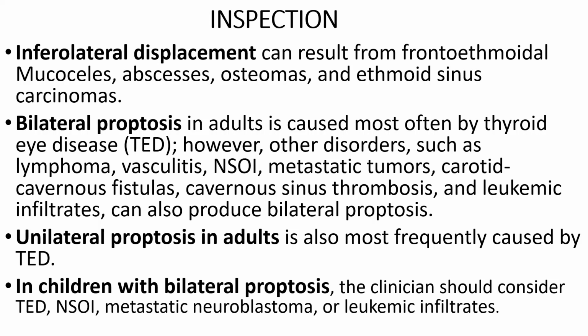Bilateral proptosis in adults is caused most often by thyroid eye disease. However, other disorders such as lymphoma, vasculitis, non-specific orbital inflammatory disease, metastatic tumors, carotid cavernous fistula, cavernous sinus thrombosis, and leukemic infiltrates can also produce bilateral proptosis. Unilateral proptosis in adults frequently is caused by thyroid eye disease, and in children, bilateral proptosis is caused by thyroid eye disease, non-specific orbital inflammatory disease, metastatic neuroblastoma, and leukemic infiltrates.